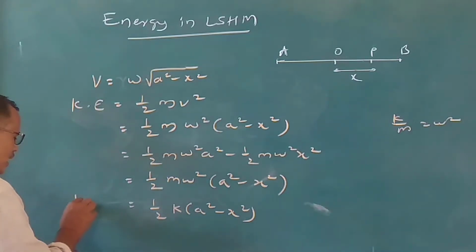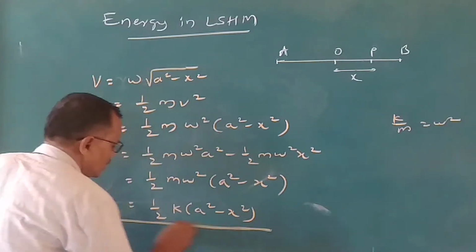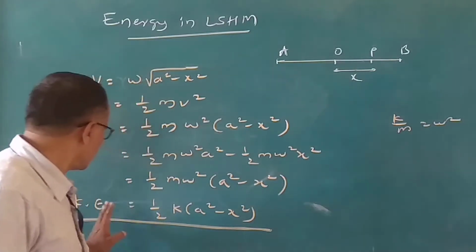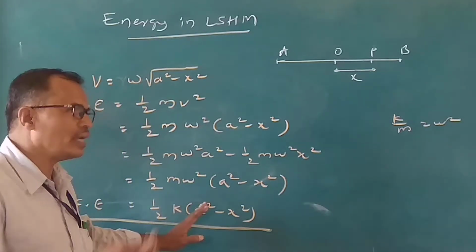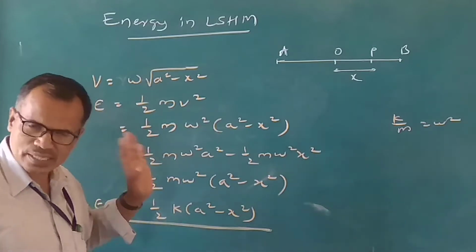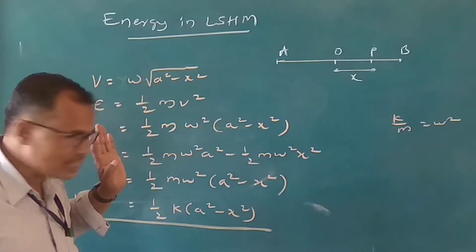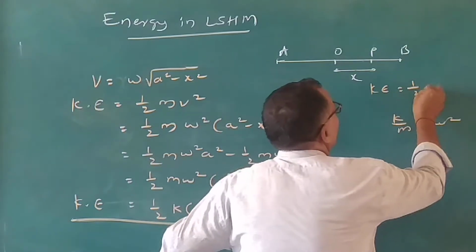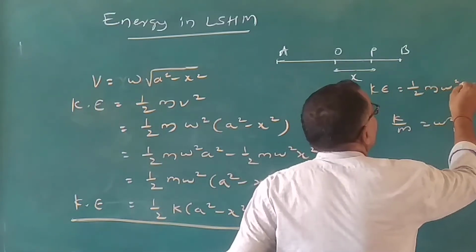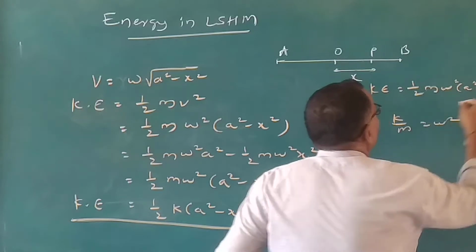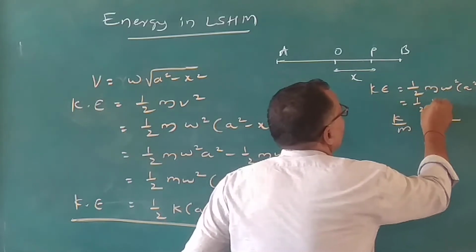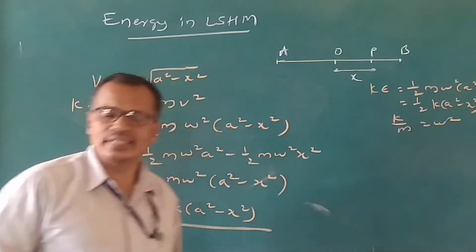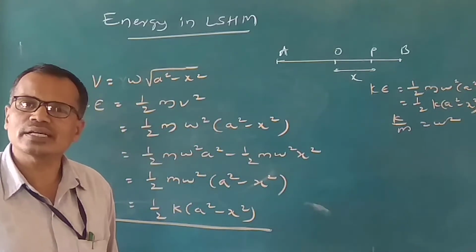So the kinetic energy in the linear simple harmonic motion is equal to 1/2 k (a square minus x square). You got it? That is the equation of kinetic energy: kinetic energy equal to 1/2 m omega square (a square minus x square), or it is equal to 1/2 k (a square minus x square). This is the value of the kinetic energy in a linear simple harmonic motion.